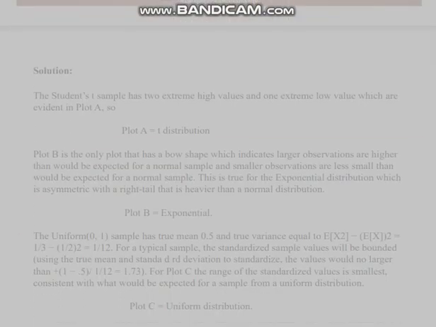Solution. The Student's t sample has 2 extreme high values and 1 extreme low value, which are evident in plot A. So plot A equals t distribution.